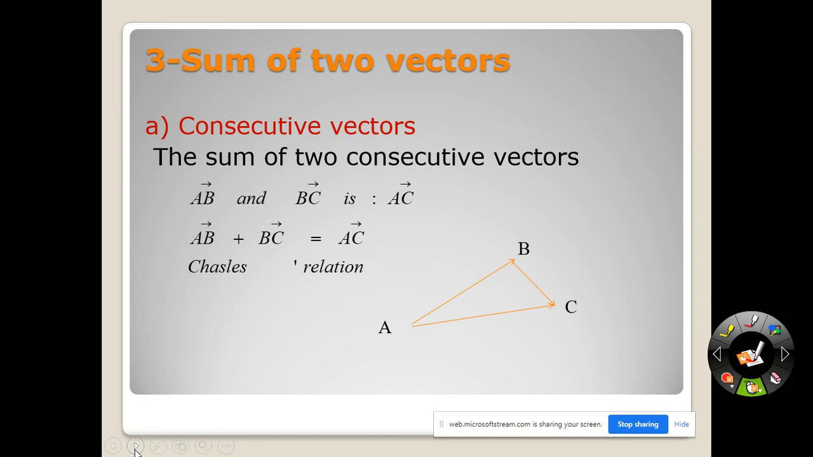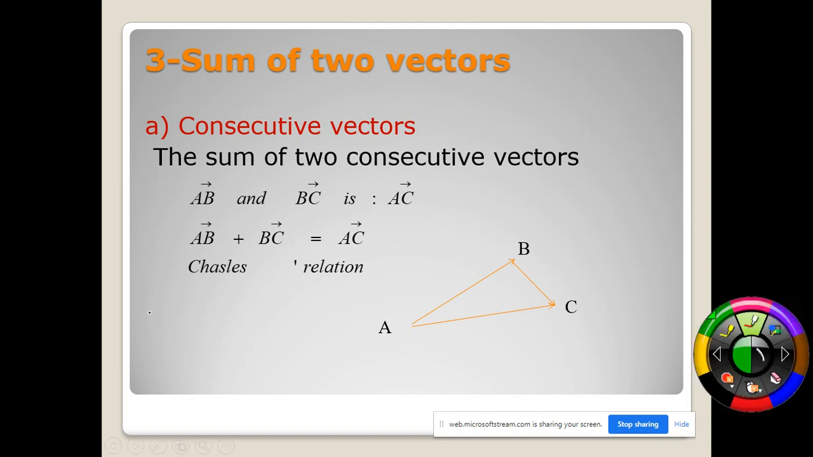Now the sum of them is very easy. I have two rules. First, I have consecutive vectors. Here I don't even need a figure. It's called Charles rule. AB ends with B, I start with BC, which gives me AC. So the ending and the start are the same letter, and the answer is AC. I can write AB plus BC plus CF. The ending letter is the starting letter. This is what I call Charles rule.